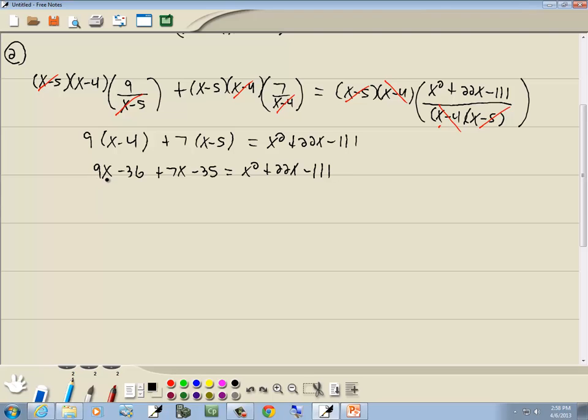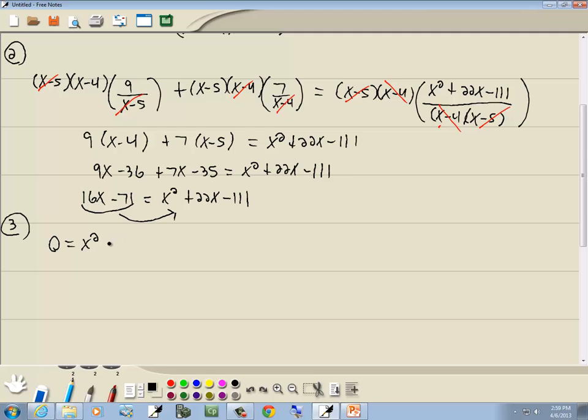Combine together like terms. 9x plus 7x is 16x. Negative 36, negative 35 is negative 71. Equals x squared plus 22x minus 111. Now step 3, solve for x. Well, this has an x squared in it, quadratic. So we want to get everything over one side, 0 on the other. And we'd like the number that's in front of our x squared to be positive. So I'm going to take the 16x minus 71 over to the right side.